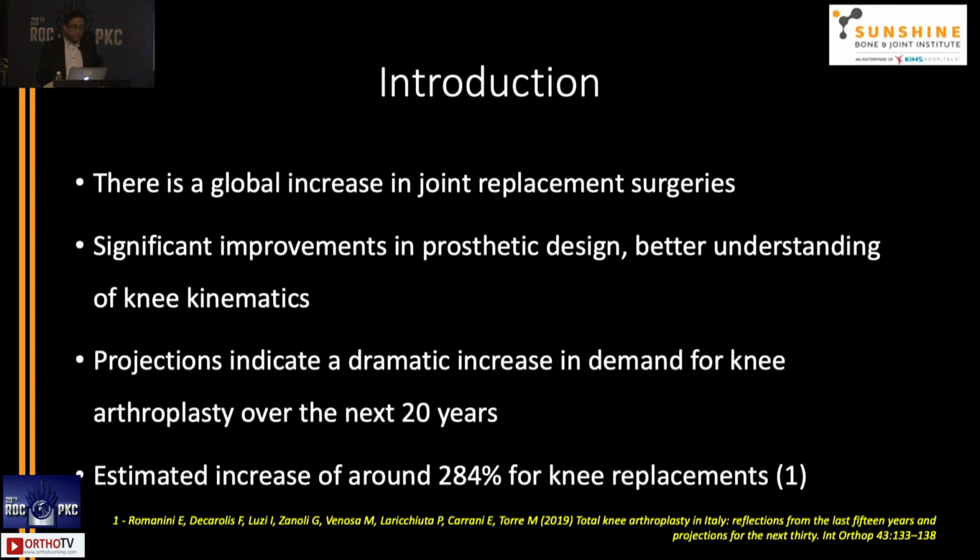And basically, it's a global increase in joint replacement surgery and significant improvements in prosthetic design, better understanding of knee kinematics. Projections indicate a dramatic increase in demand for knee arthroplasty over the next 20 years. Estimated increase of 280% for knee replacement, of course, in American statistics. But even in India, you all know that the amount of people attending the conferences coming at 7:30 to the master class show that there is a lot of traction.